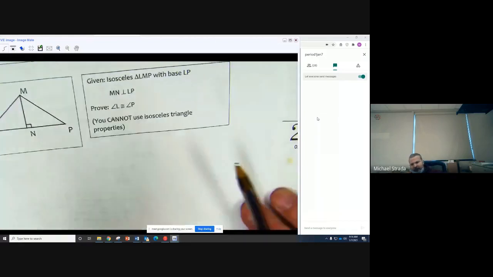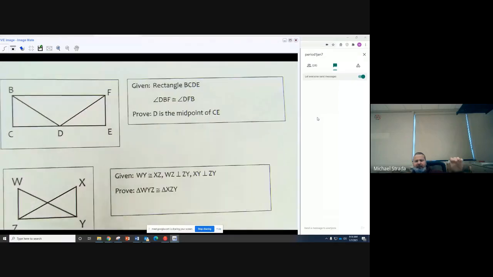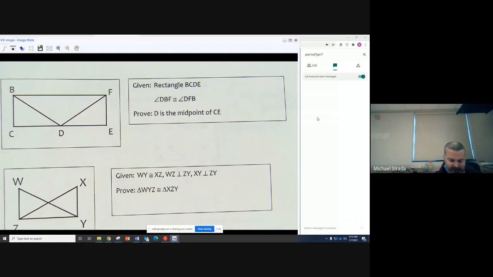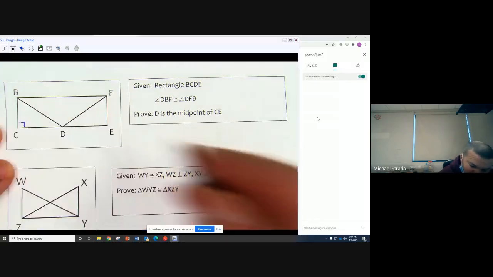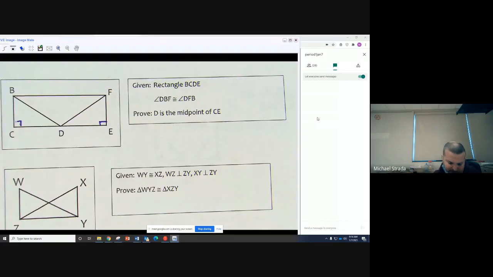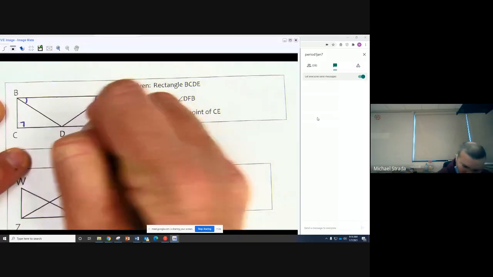All right. So now we got rectangle BCDE. A rectangle, ladies and gentlemen, is a quadrilateral that is equiangular. All right, this is a nice preview of our next chapter, chapter 6, which means these angles are right angles. Okay. It says angle DBF is congruent to angle DFB. So there we go.